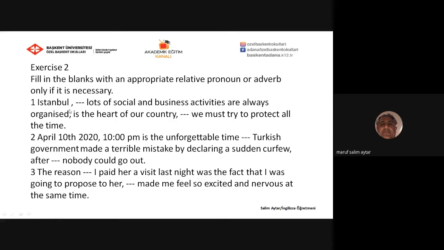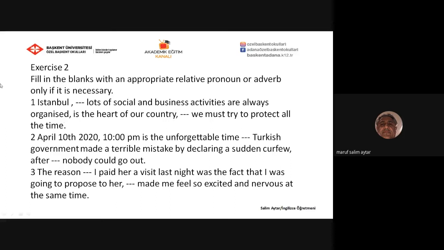Istanbul, see, non-defining, huh? So you have to use a relative pronoun or adverb here. Istanbul, blah, blah, lots of social and business activities are always organized, is the heart of our country. See? Does this refer to the whole sentence here? Just check it, and then you can answer it.